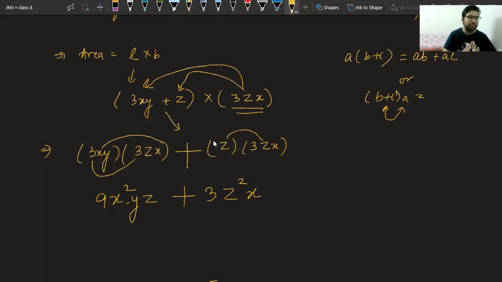This is a very simple method. First you distribute using the property and then you multiply easily. So class, is it clear to everyone? I just tried to make the question of your level because in NCERT the questions were very easy. You can do it on your own. I gave you an example from my side.